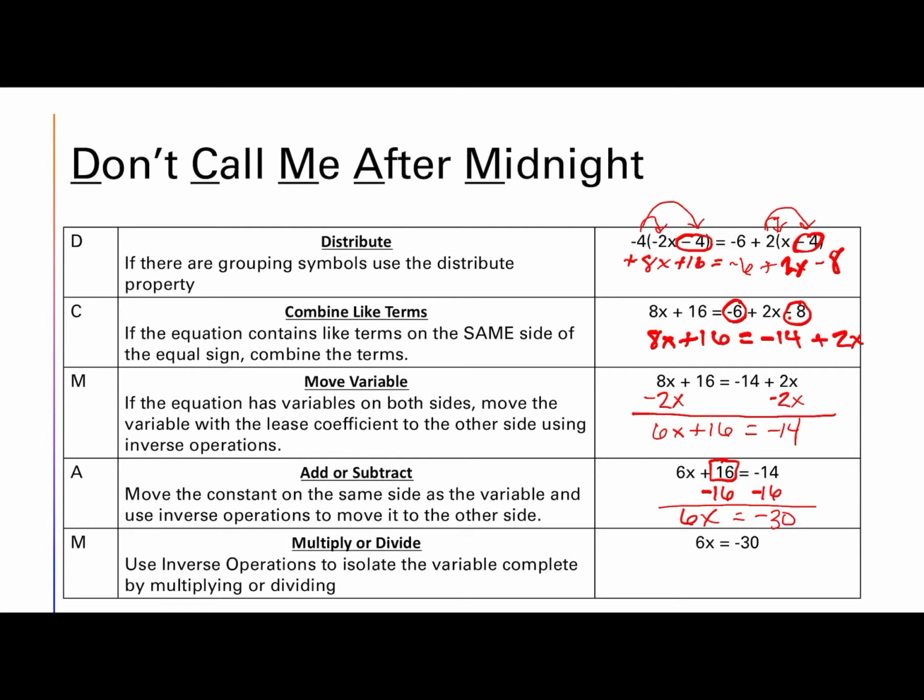Then I'm going to either multiply or divide the 6 to move it over to the other side. And since 6 times x is multiplication, we're going to divide to do our inverse operation. So it's going to be x equals negative 5. And that is our answer.